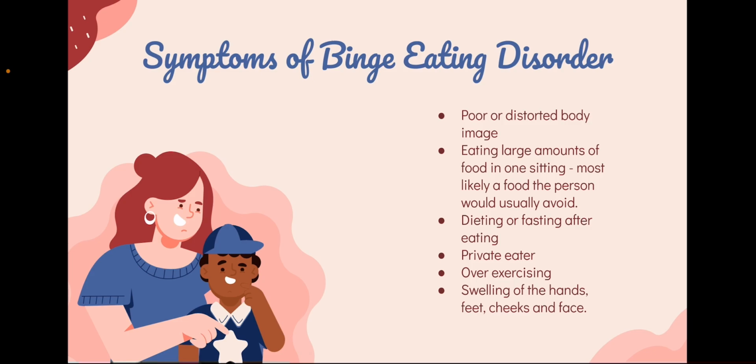Individuals with binge eating disorder have a poor, distorted body image. They eat large amounts of food in one sitting, most likely a food that the person would usually avoid. They may have a food that they want to cut out, like let's say a cake, because they know that maybe it will make them fat in their eyes. So they will completely forbid this food.